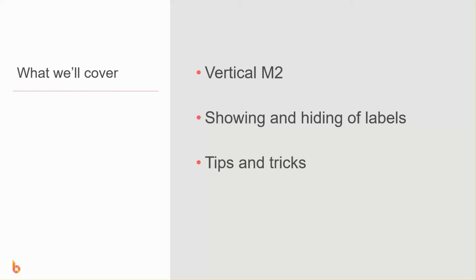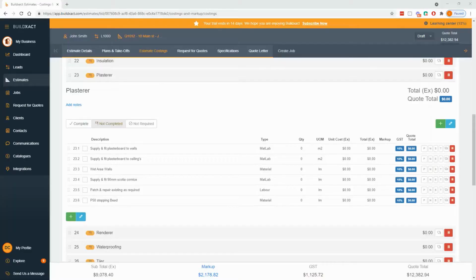In this video we're going to look at vertical square meters and what kind of takeoffs you can do with it. We're going to look at showing and hiding of labels while you do these takeoffs and a couple of tips and tricks along the way.